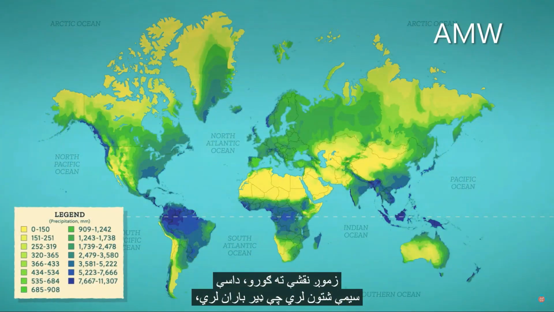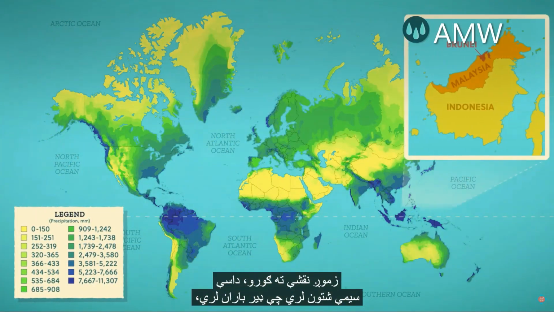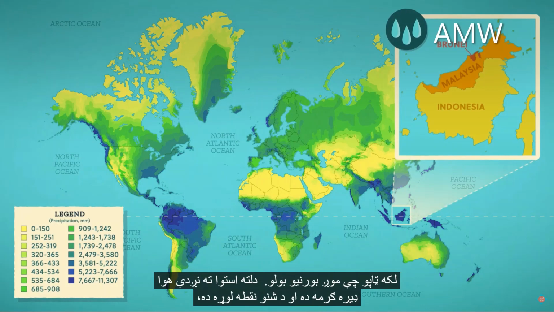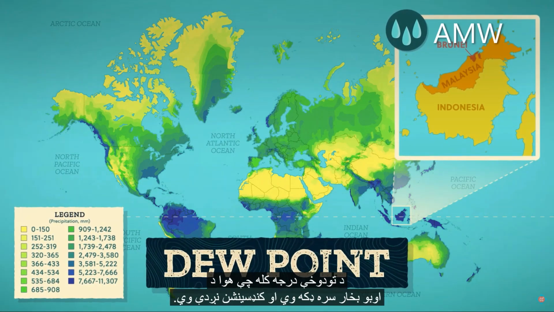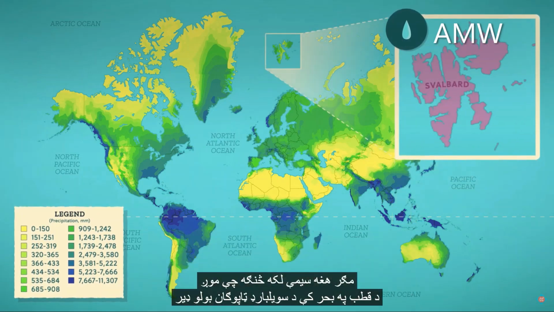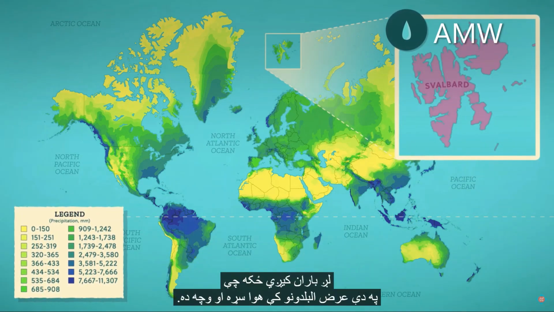Looking at our map, there are areas with a lot of precipitation, like the island we call Borneo. The air here near the equator is hotter and has a higher dew point, the temperature when the air is saturated with water vapor and condensation is imminent. But areas like what we call the Svalbard Islands in the Arctic Ocean get very little precipitation because the air at those latitudes is cold and dry.